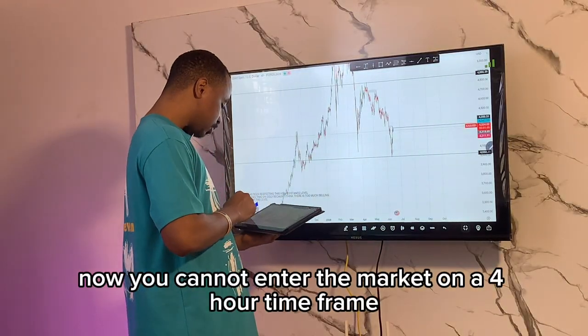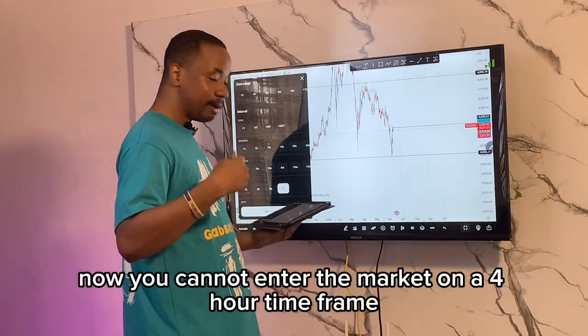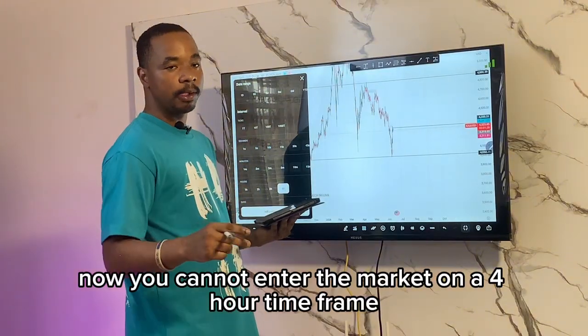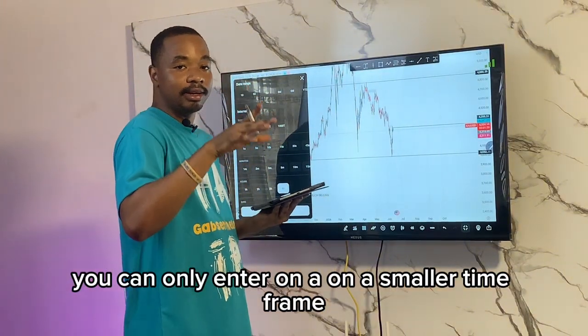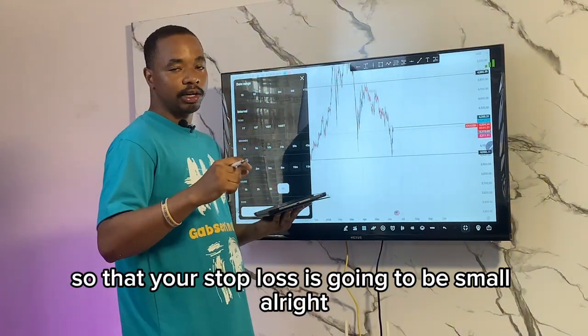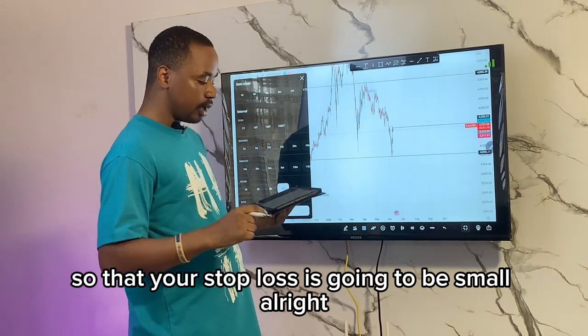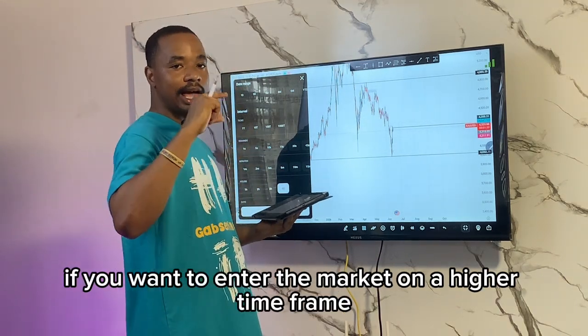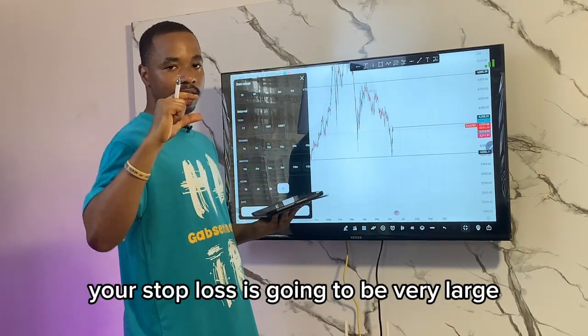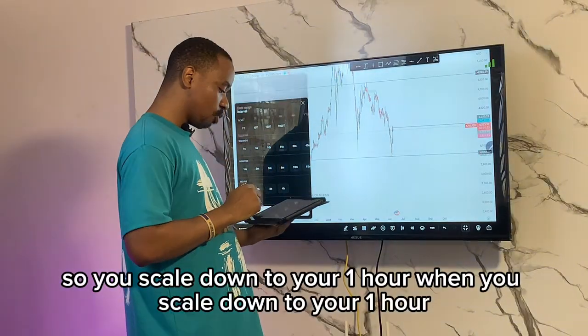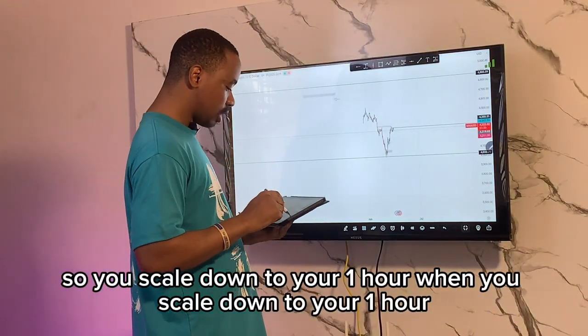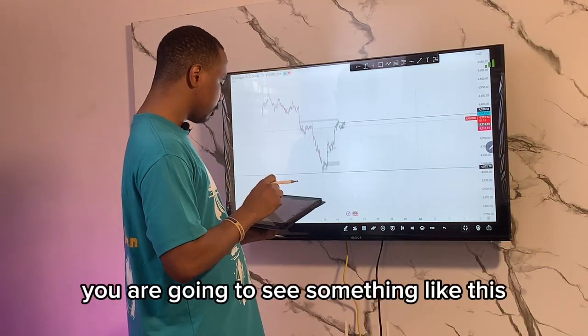Now, you cannot enter the market on a 4-hour time frame. You can only enter on a smaller time frame so that your stop loss is going to be small. If you want to enter the market on a higher time frame, your stop loss is going to be very large. So you scale down to your 1 hour. When you scale down to your 1 hour, you are going to see something like this.